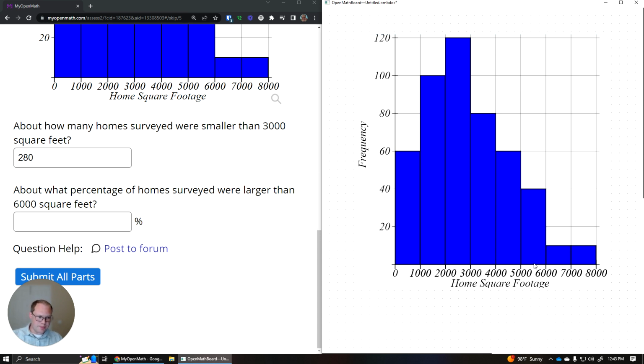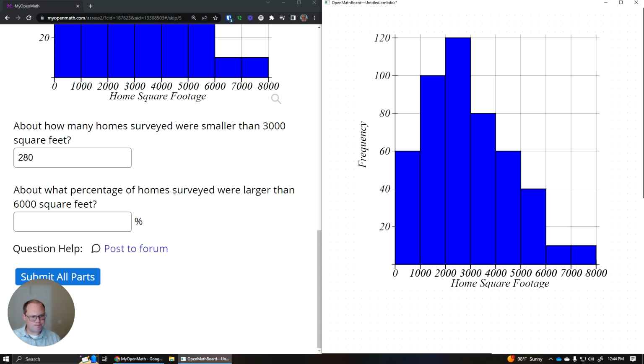So it's the same issue as before. We have 6,000 here. Now we want the homes that are bigger than it. We don't know if 6,000 is counted in this bar or this bar, which is where the about comes in. Okay. But it shouldn't matter that much. We have a lot of homes. There are probably not many homes exactly 6,000 square feet, right? 6,001 would be counted over here. 5,999 would be counted over here. Where 6,000 is counted is probably not that big a deal.